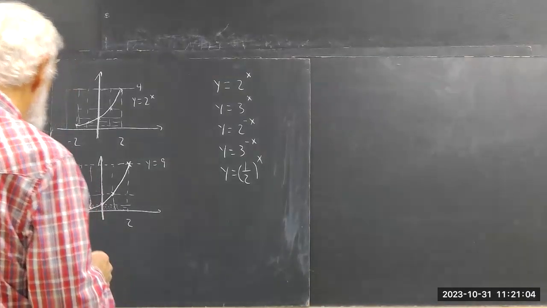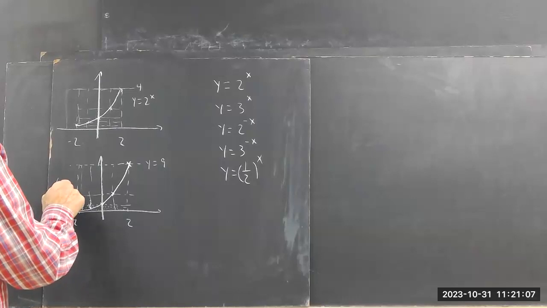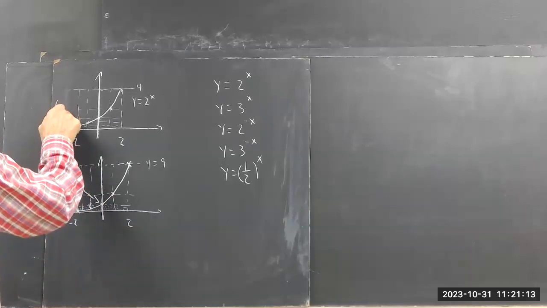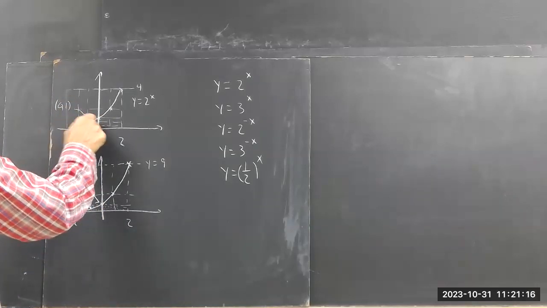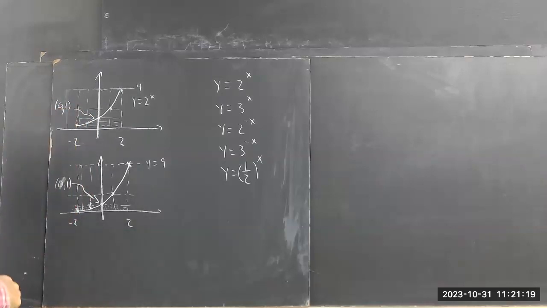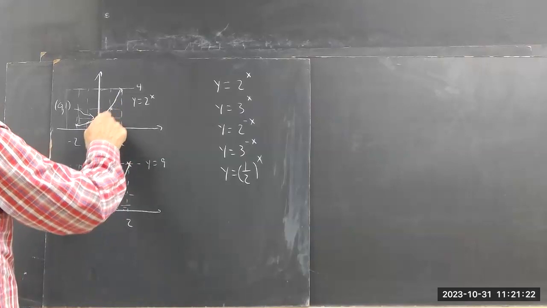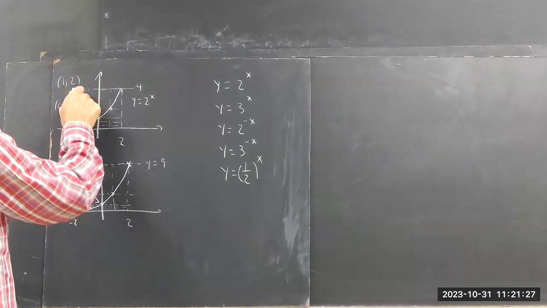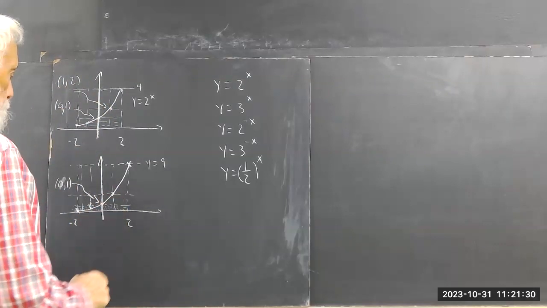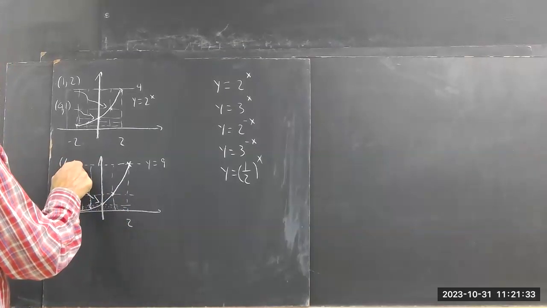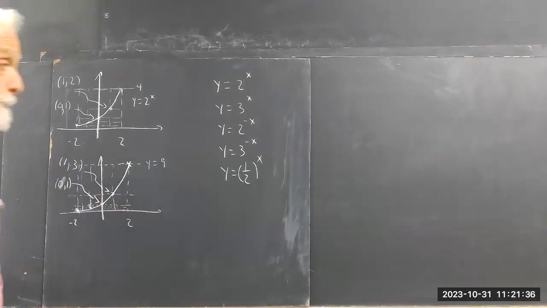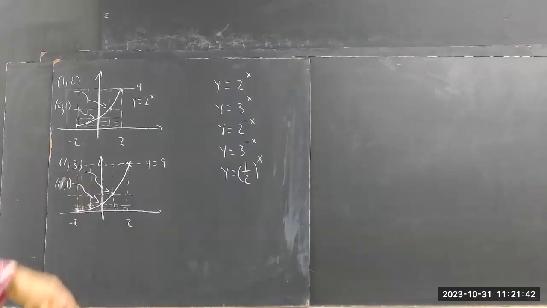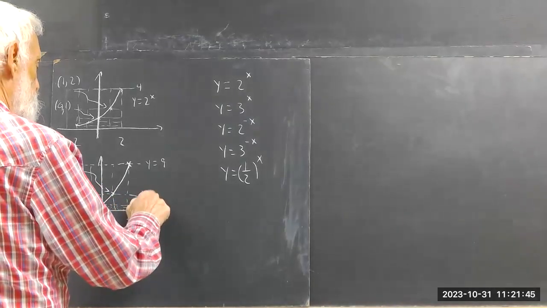Your key points might be the y-intercept, which is (0, 1), which is the same y-intercept you have here. Another key point on this one would be (1, 2). And the key point here would be (1, 3), because of course, 3 to the 1 equals 3. So this would be your line y equals 3.